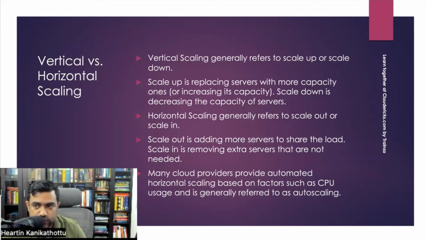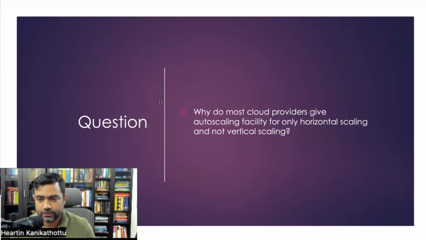Vertical scaling generally refers to scale up or scale down. Scale up is replacing servers with more capacity ones or increasing its capacity. Scale down is decreasing the capacity of servers. Horizontal scaling generally refers to scale out or scale in. Scale out is adding more servers to share the load. Scale in is removing extra servers that are not needed. Many cloud providers provide automated horizontal scaling based on factors such as CPU usage, and it is generally referred to as auto scaling.